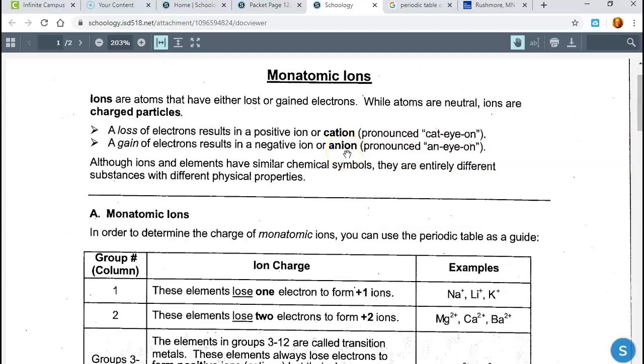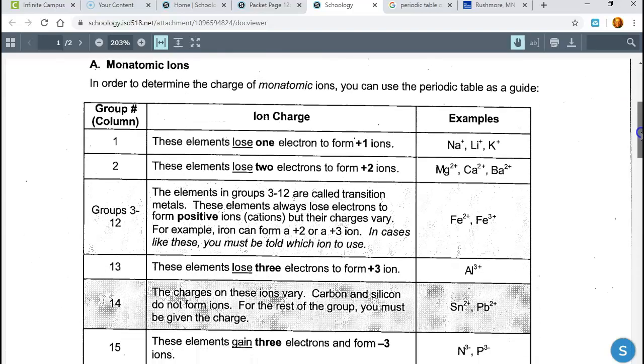Anions are negative. Okay, now there's also a connection between metals and nonmetals. We're going to see cations are always metals. Anions are always nonmetals. Okay, so that's something to help us out too. All right, so let's scroll down a little bit here to this chart.